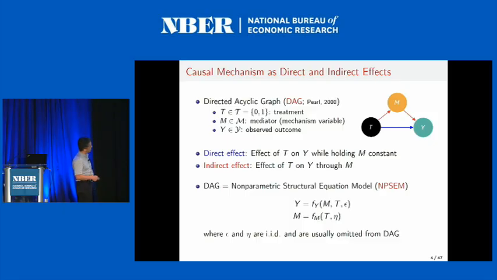The mediator is a function of the treatment and some error. And the outcome is a function of the treatment, the mediator, and some error. Usually these errors are assumed to be IID and removed from the DAG itself, so you don't actually put those in the DAG. But what I want you to know is that these are equivalent. There are a lot of theorems about DAG operations which have a mathematical representation.